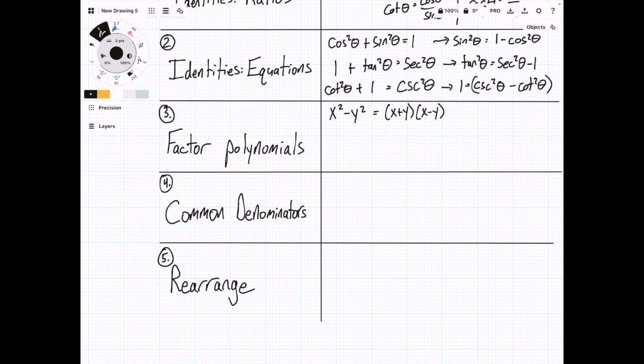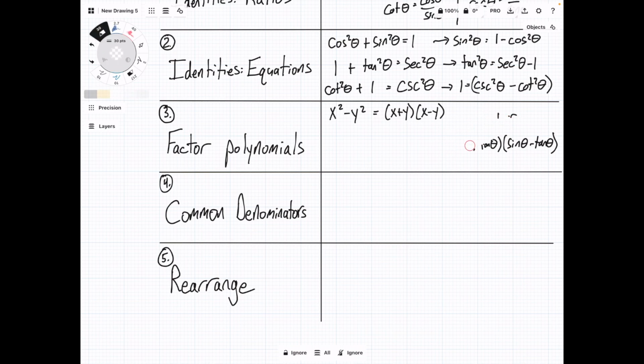I mean, you might, but normally it's going to be something like sine squared theta minus tan squared theta. And then you can notice that it's the difference of squares, and you can rewrite it as sine of theta plus tan of theta times the sine of theta minus the tan of theta. And then maybe you'll see something like this elsewhere in the equation, and you can cancel it out or figure out a different way to go forward.